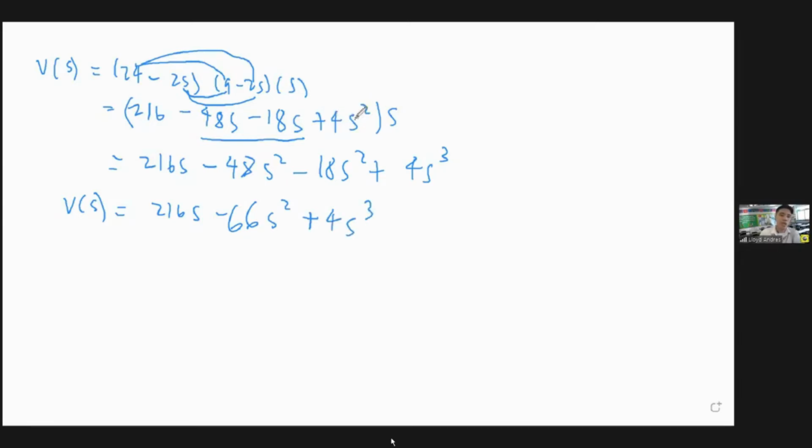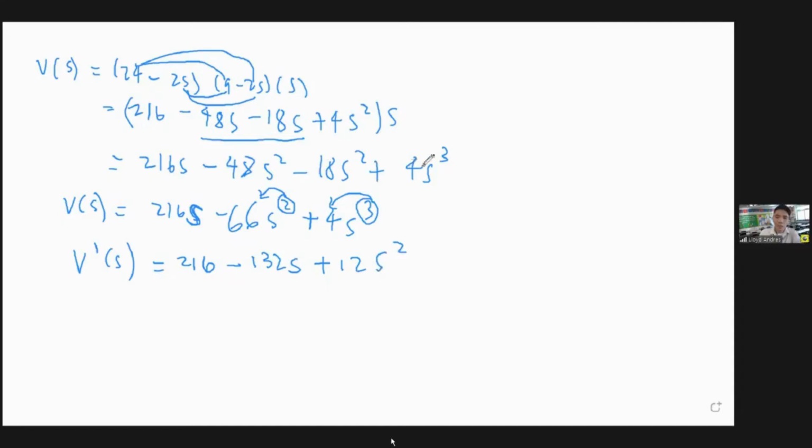Which is what we will find the derivative of. For the derivative, when there is no exponent, the variable disappears. Then power rule: multiply here, so that's 216 minus 132s, and plus, multiply here, that's 12s squared. So this is now our derivative.